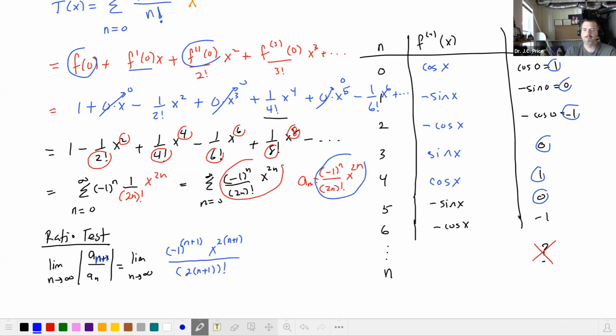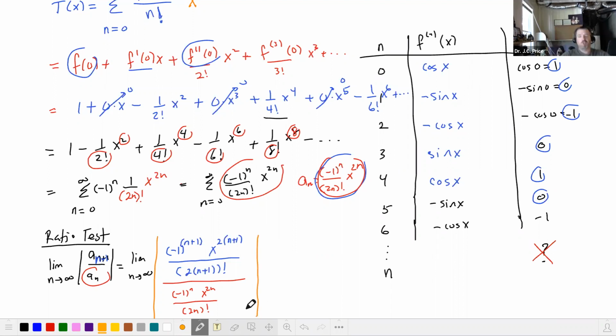And so that's a sub n plus 1. And then divided by a sub n, which again, you just copy that down. That's nice and easy. So -1 to the nth power, x to the 2n, divided by 2n factorial. And then don't forget, that is all absolute valued.